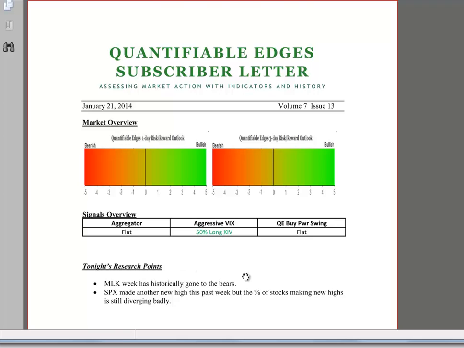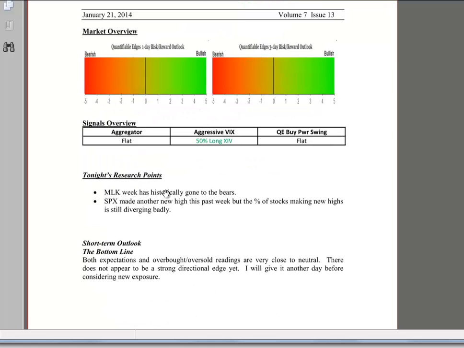Below that, I always put the points of research, so depending on how many studies, there will be different points here. We only had a couple studies in this particular letter, so there's just a couple of bullet points to note, but all the studies are summarized here. I also give my short-term outlook here in a couple of sentences.